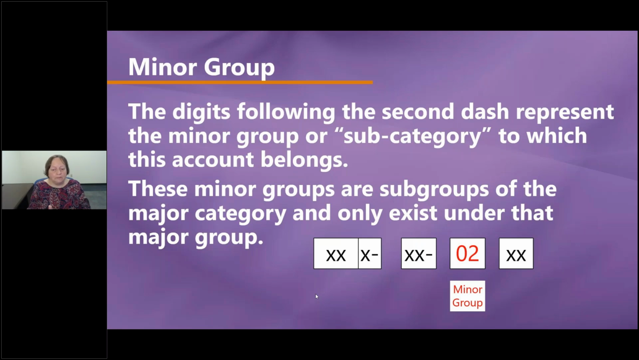The minor groups are subgroups and they only exist under that major group. So if you had more than one major group that needed a similar name, you'd have to create a separate minor group for it.